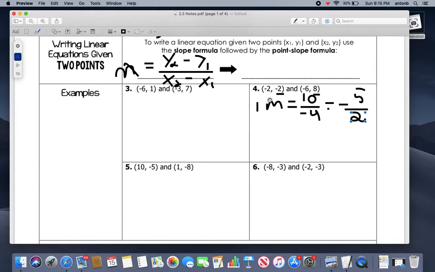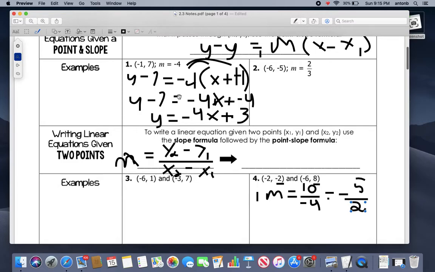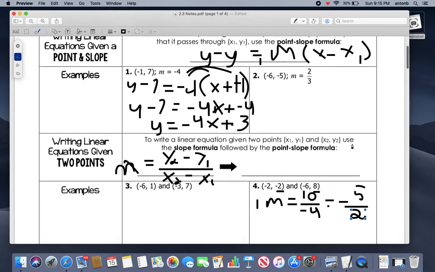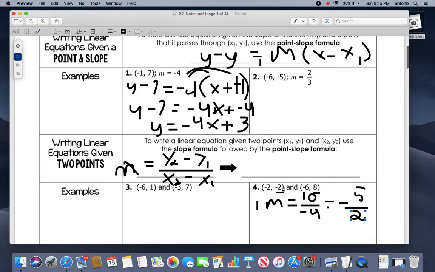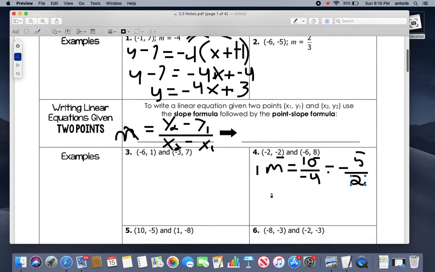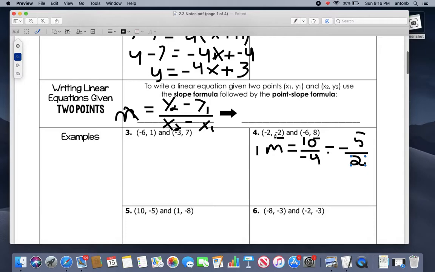That is your slope. Now take your slope and plug it into your point-slope formula right here. You can take either one of these coordinates. I think I'm going to take this first one, just because I think the numbers are easier. Even though there's subtraction, when you plug it in it'll be minus a negative, so it'll make it plus. So y minus y1, so minus negative 2 is really plus 2, equals the slope we just found, negative 5 over 2.